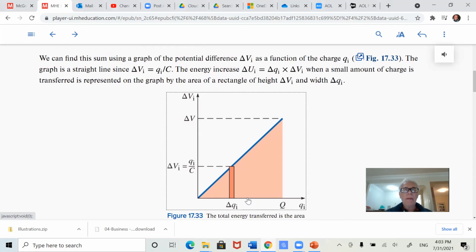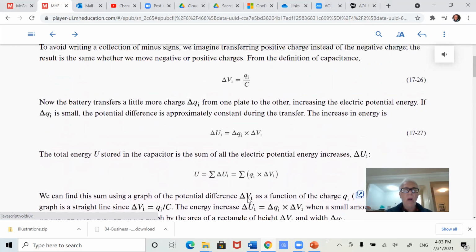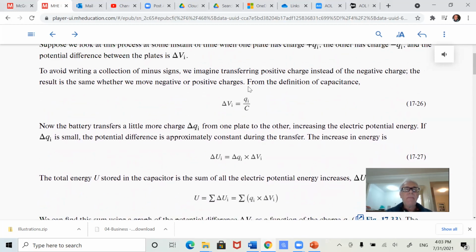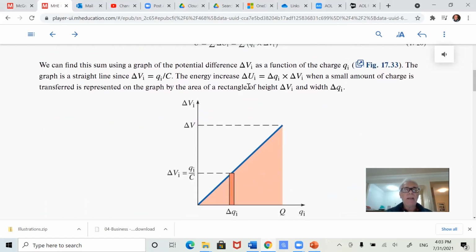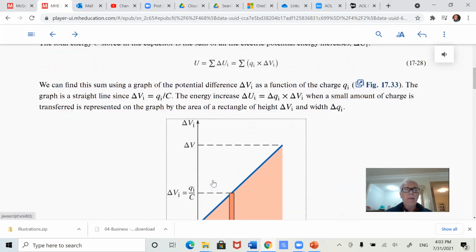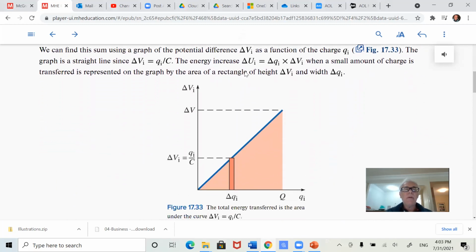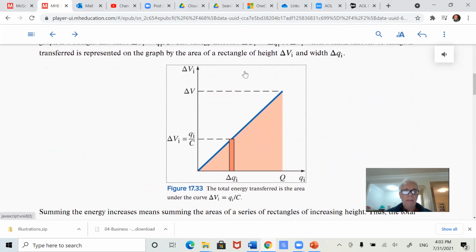It goes according to that equation that you saw. Here you go. The slope is going to be given by 1 divided by C, right? This is the slope here. Again, take a look at this equation. This is a linear equation in Q with a slope equal to 1 divided by C.